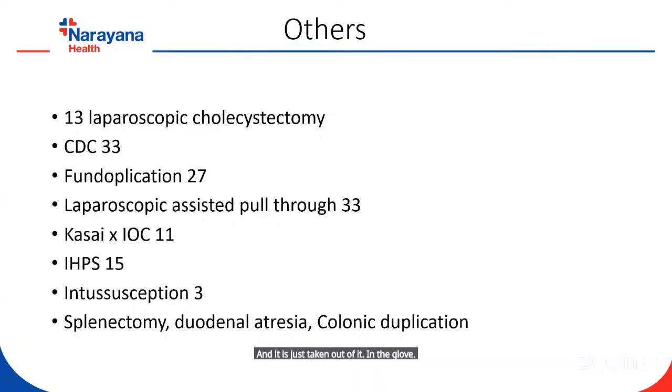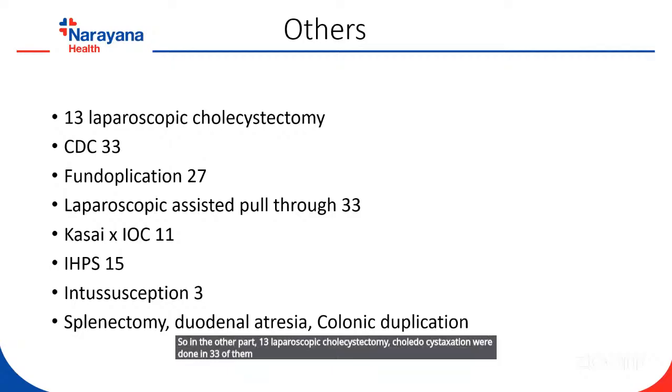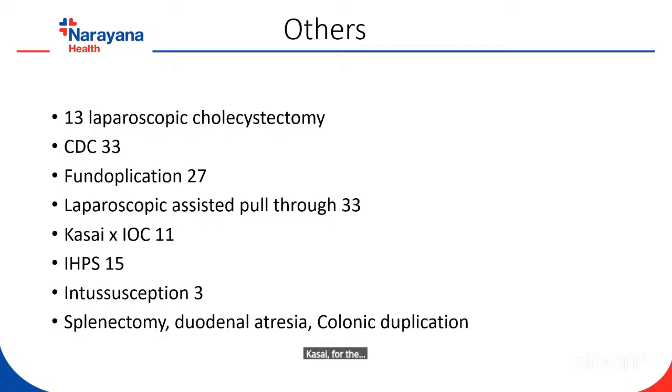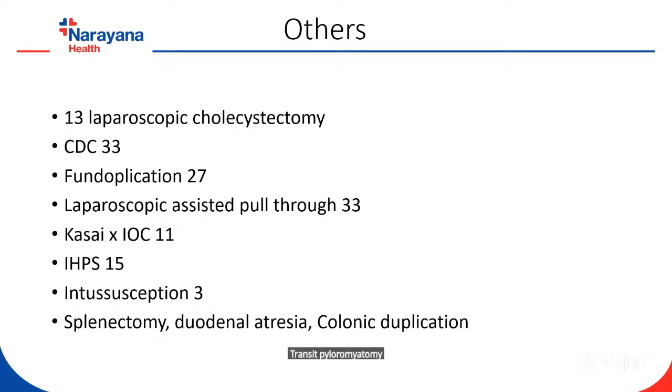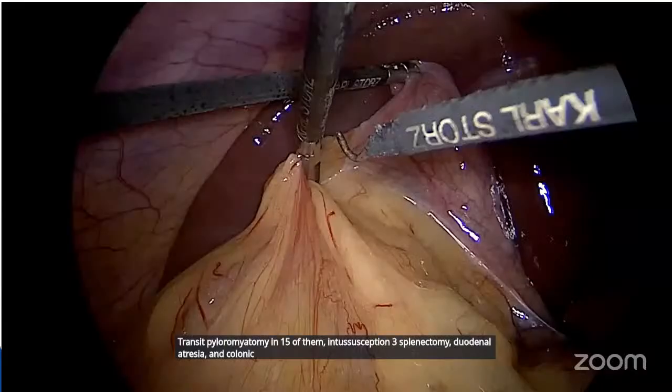In the other part, 13 laparoscopic cholecystectomies, choledochal cyst excision in 33 of them, fundoplication in 27, which we had recently discussed, laparoscopic assisted pull-through in 33, Kasai for extrahepatic biliary atresia along with intraoperative cholangiogram in 11 patients, drumstick pyloromyotomy in 15 of them, intussusception 3, and splenectomy, duodenal atresia, and colonic duplications were also done.